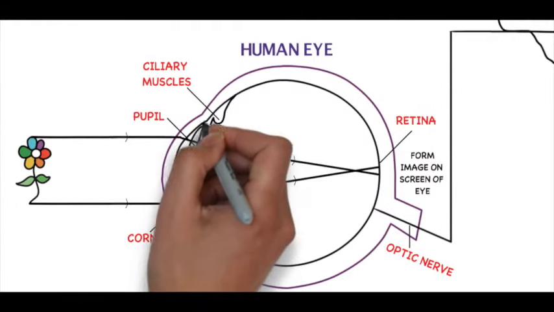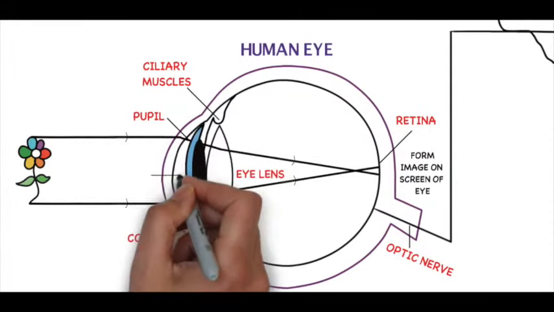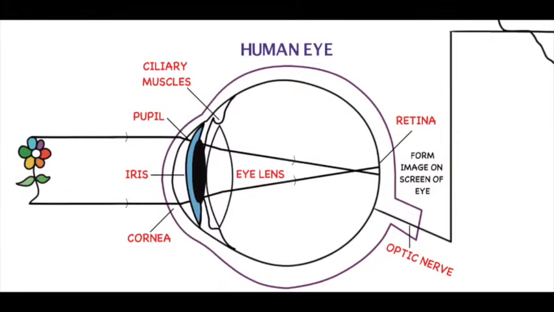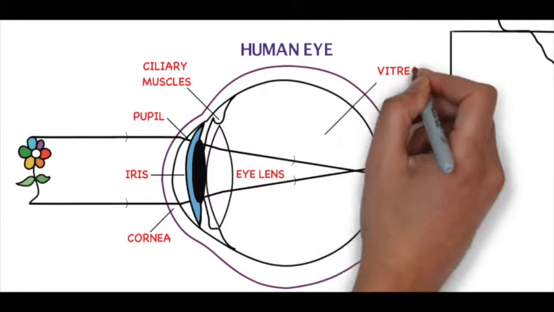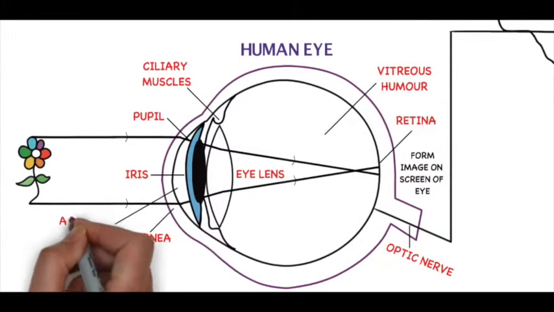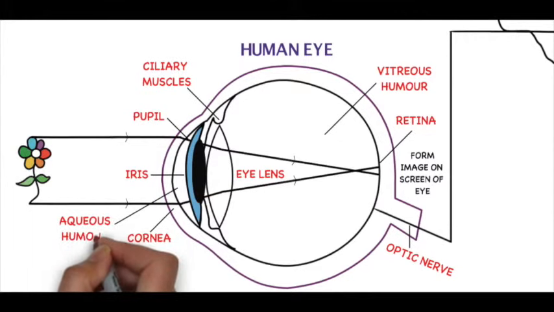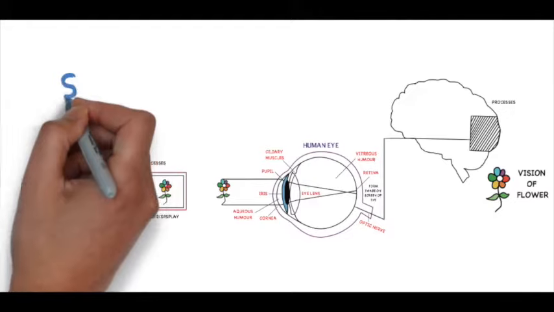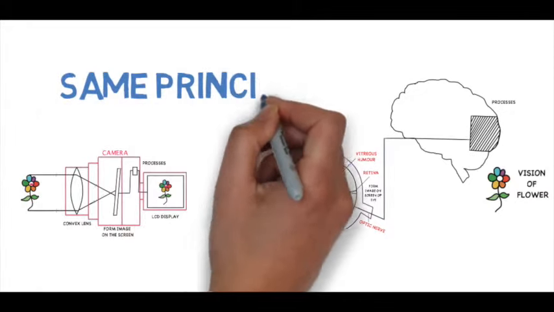A muscle body which changes the size of the pupil and gives color to the eye is called the iris. The inside of the eyeball is filled with a fluid known as the vitreous humor. The space between the eye lens and the cornea is filled by a fluid called aqueous humor. As you will see, both the eye and the camera function on the same principles.